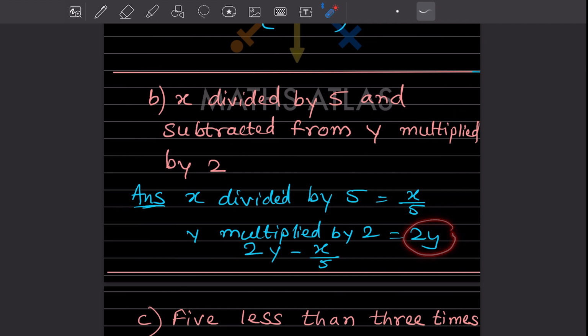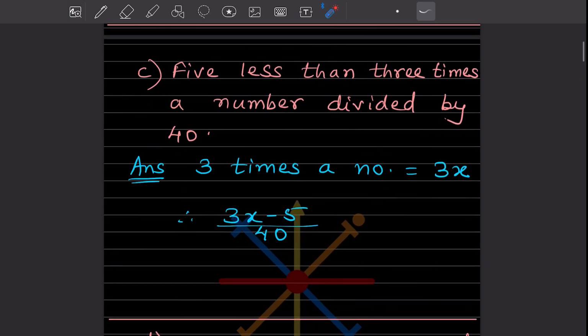Okay, and now let us come over here. Whenever there is a from, after from whatever the statement is given here, that we have to catch. Okay, so what did they say? Y multiplied by 2, that is 2y. So 2y should be at the start, and then you will put a subtraction sign, and whatever is in the star here, that will be over here. After from, I'm repeating, whatever is there, that should be the start. Hope that is clear.